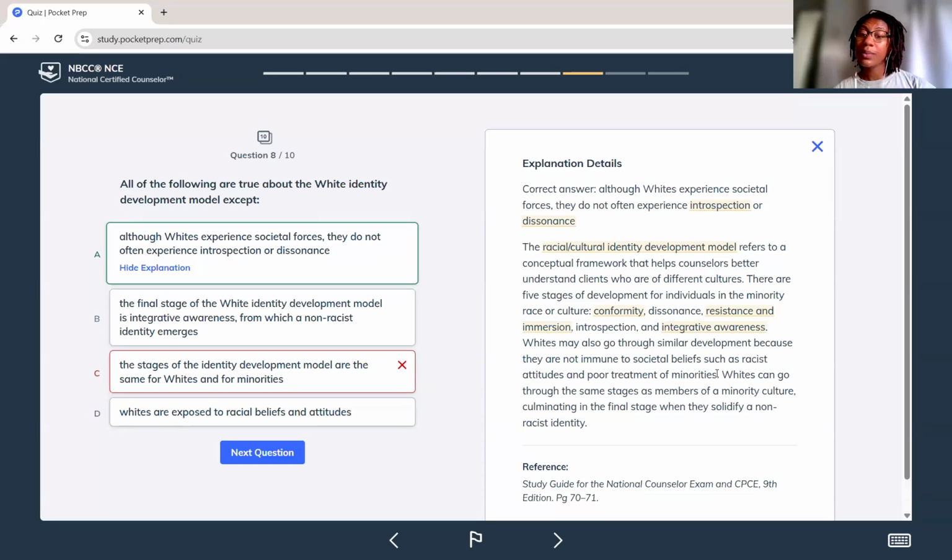Whites may also go through similar development because they are not immune to societal beliefs such as racist attitudes and poor treatment of minorities. Whites can go through the same stages as members of a minority culture, culminating in the final stage. If you don't know what culminating means, what should you do? You pause here and you look up that term. In the final stage, when they solidify a non-racist identity. Okay, great job, everyone. Let's keep going. 2 more.